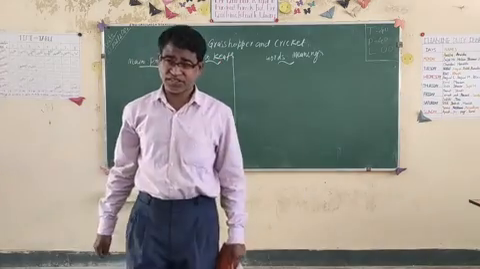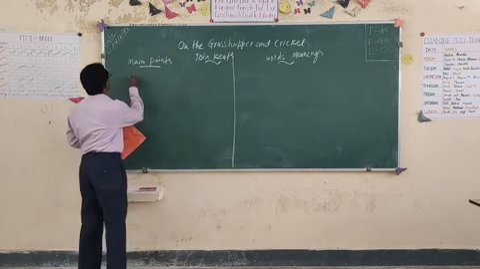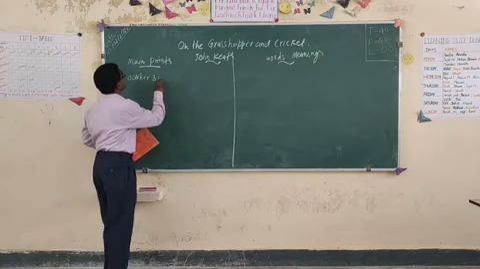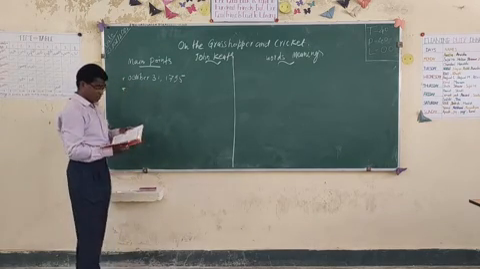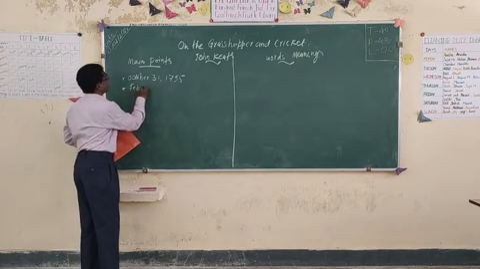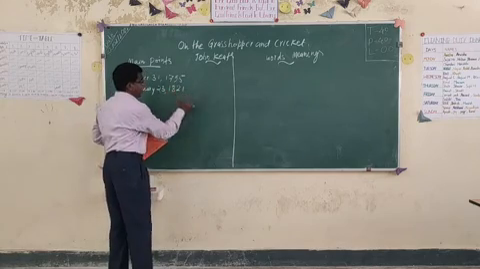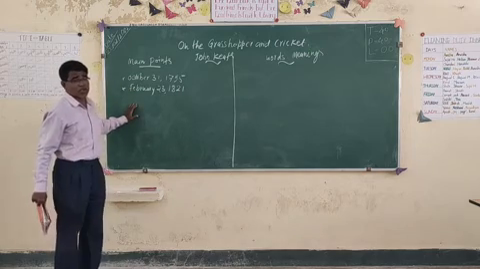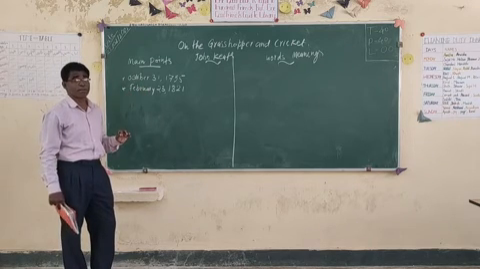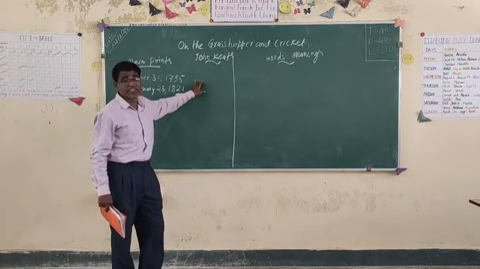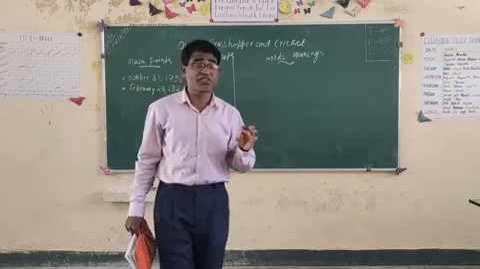Let me tell you a little bit about John Keats. A great poet. This poet was born on 31st October 1795 and died on February 23, 1821. So you can see his lifespan was very short. He lived only for 25 years. He was born in London, that is in England. He is regarded as one of the greatest English poets.